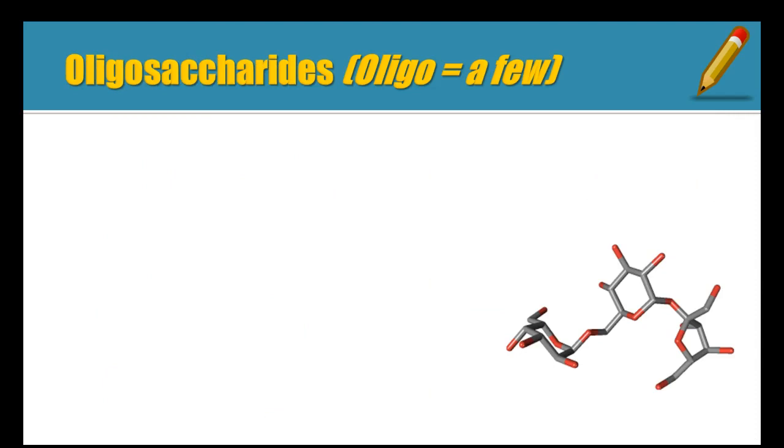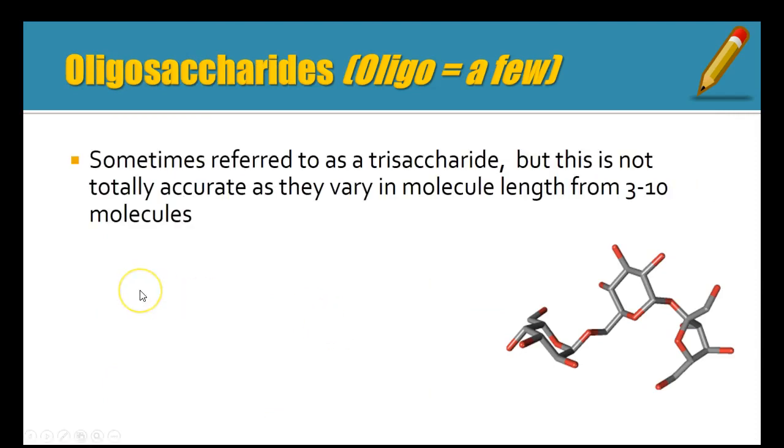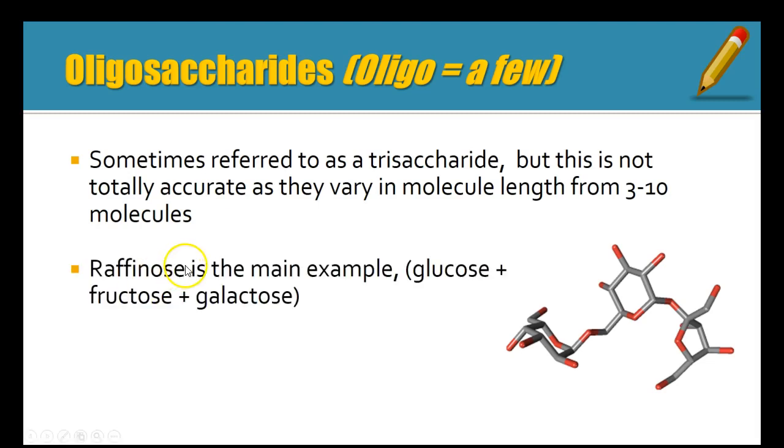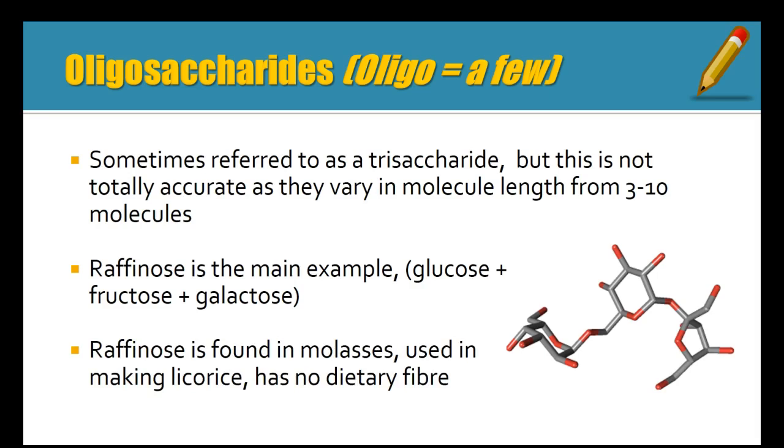We then have oligosaccharides, which can be referred to as trisaccharides, but usually have molecules that are 3 to 10 in length. And raffinose is the main example of an oligosaccharide, which is glucose, fructose, and galactose. So raffinose is found mainly in molasses. For example, it's used for making licorice, but has no dietary fibre.